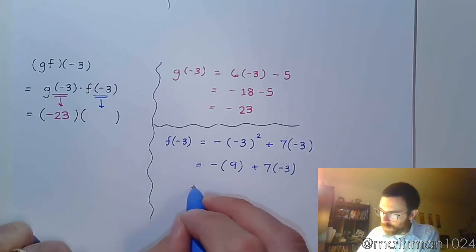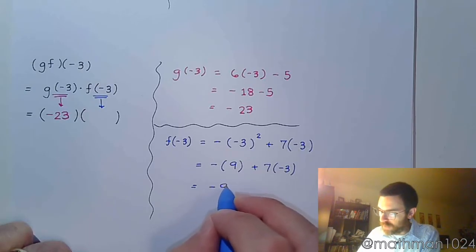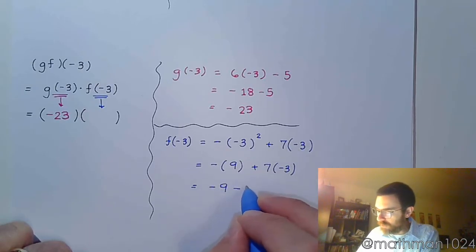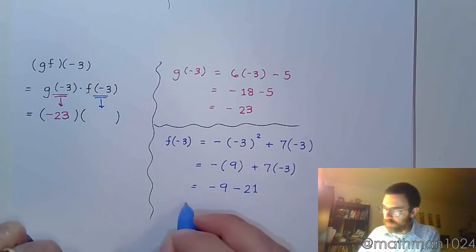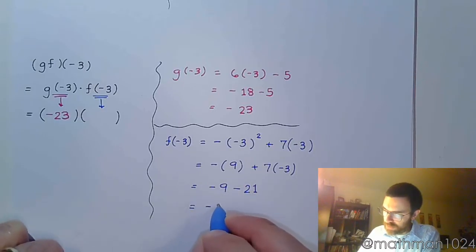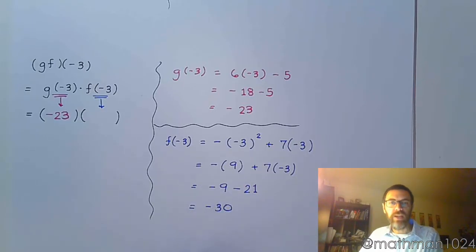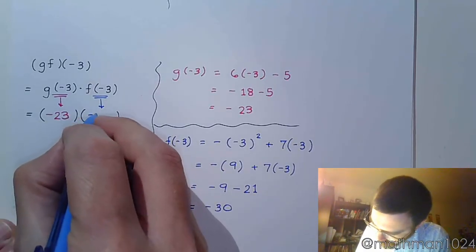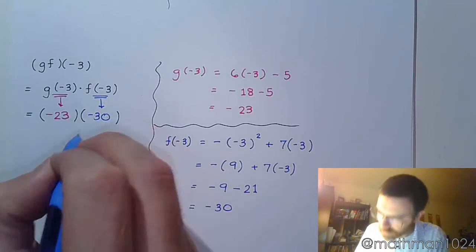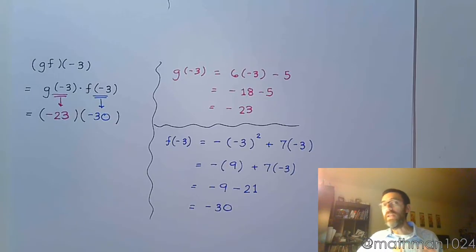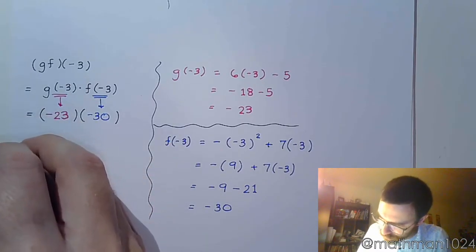And now we just finish working this out. So negative times 9 is negative 9. 7 times negative 3 is negative 21. And these numbers combine to get negative 30. And so that now goes right there. So again, take these guys off to the side and work them individually. Then bring them back together and do the math.